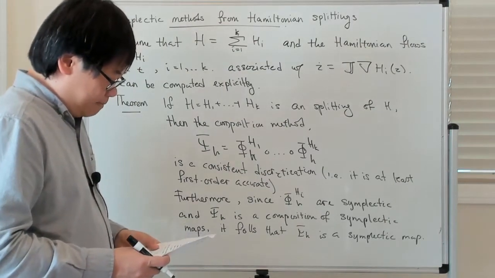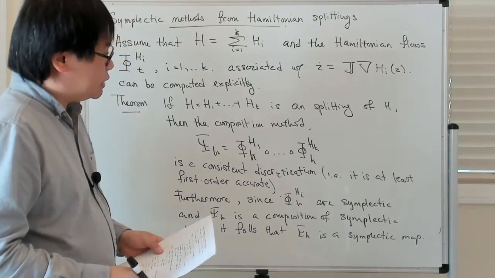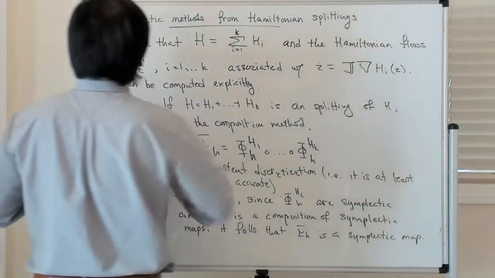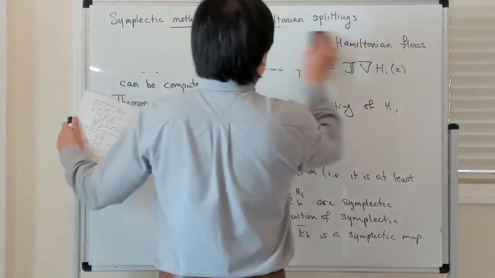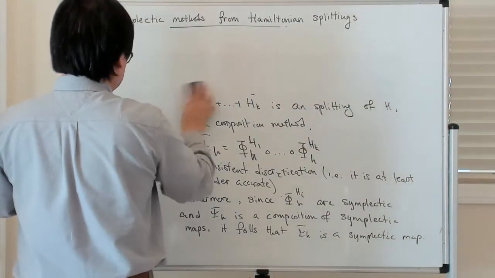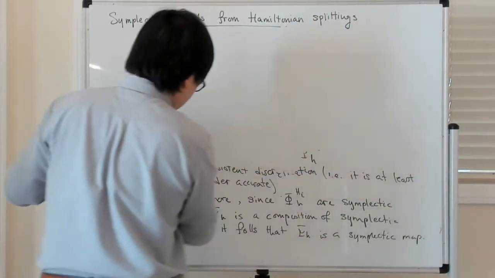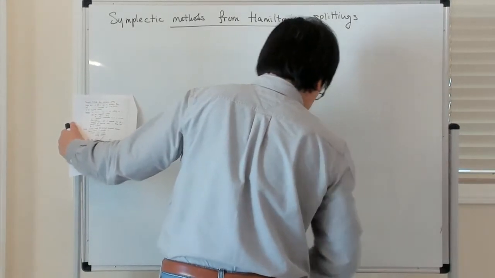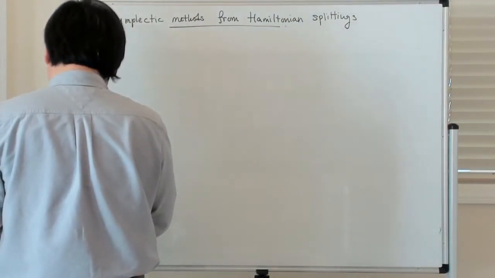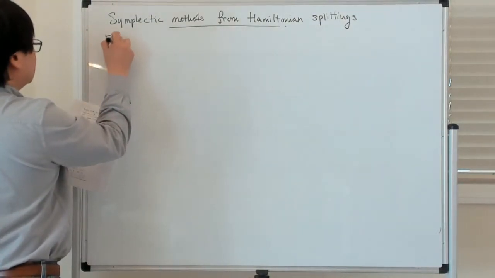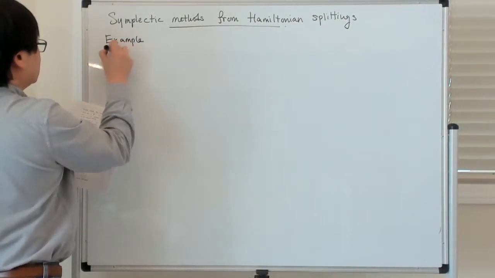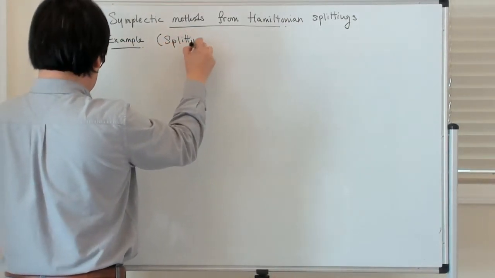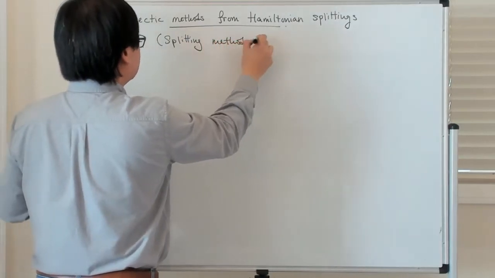But there's an important class of problems for which that's possible. Let me illustrate that for you. That's the case of what are called separable Hamiltonian systems. I'll try to explain what that means and then see what happens. All right, so you have a splitting method for separable Hamiltonian systems.